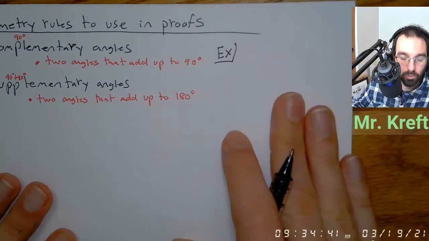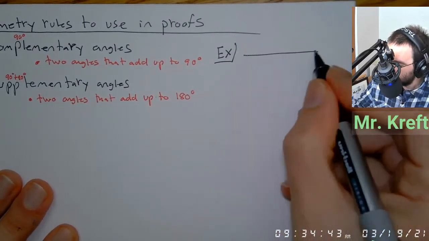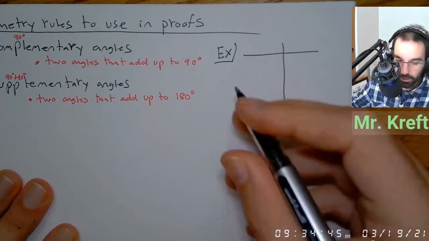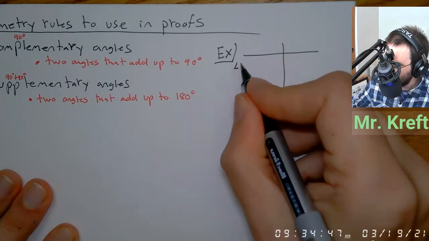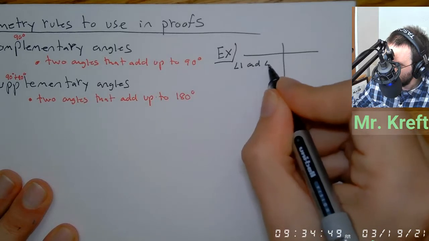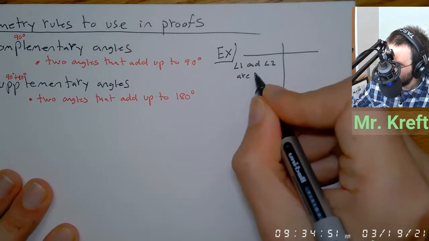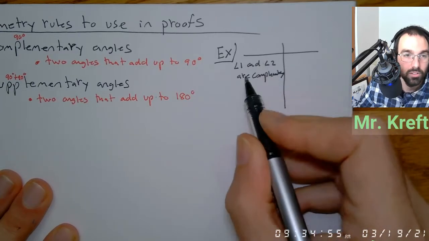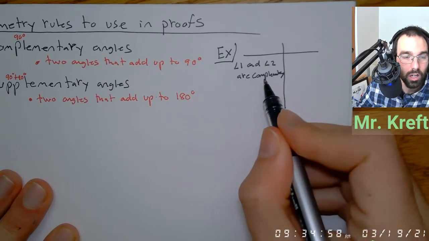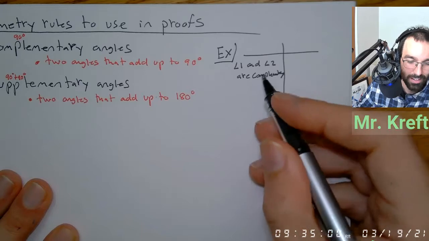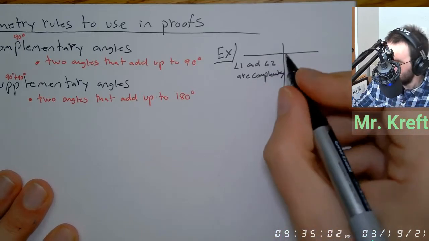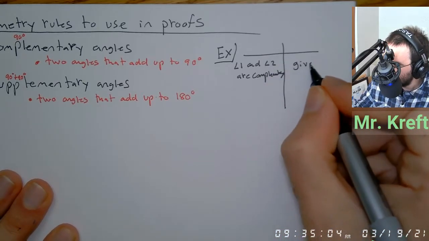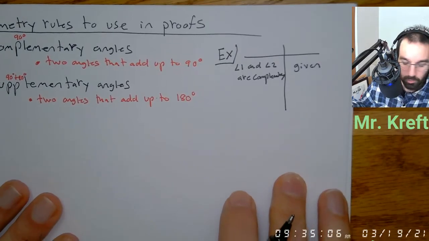Okay, so how would this be used in a proof? Well, you'd have your two-column proof, and you most likely would have a given. It would probably be angle 1 and angle 2 are complementary. Sorry, I ran out of room. That says angle 1 and angle 2 are complementary. I just had to go with the doctor handwriting because I was running out of room. So that will probably be given, right?